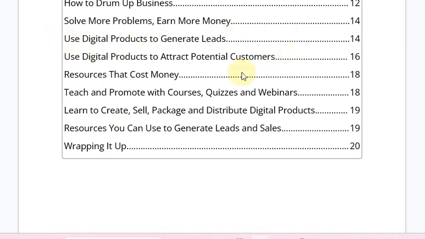We show you how to do that. And then resources that cost money. Again, in the beginning, you start out and you get it all set up for free. This is one of those business models that you can really set up for free. But then you want to make that transformation to resources, tools, and things that you can use that will cost money, but help you become more productive. And when you're more productive, that means that you can be more profitable.